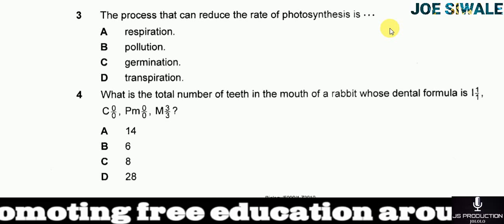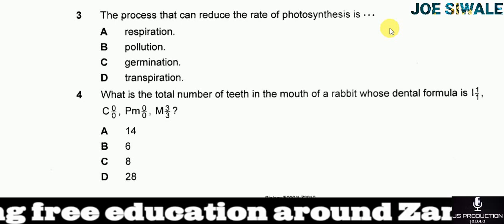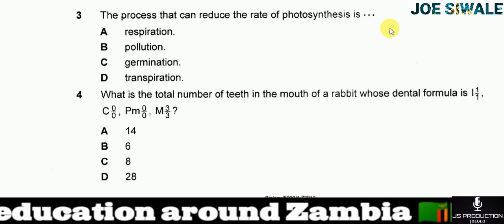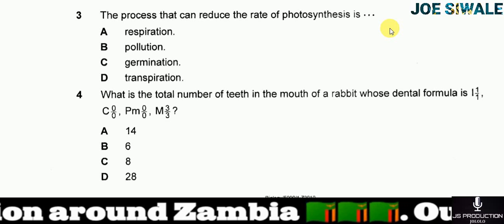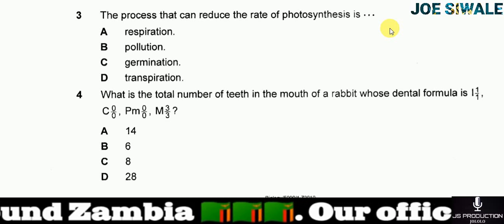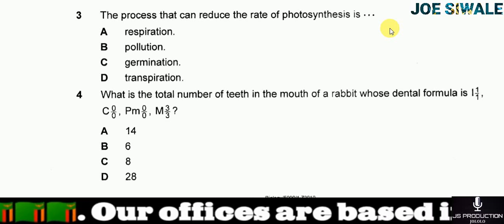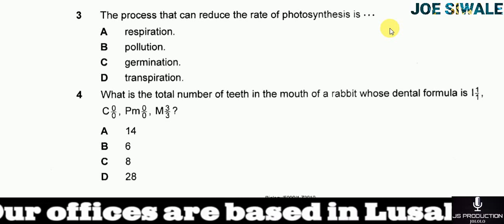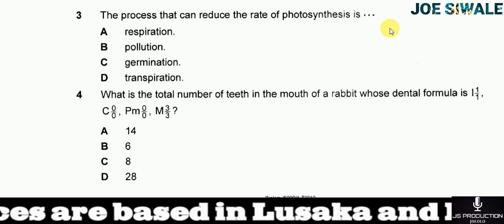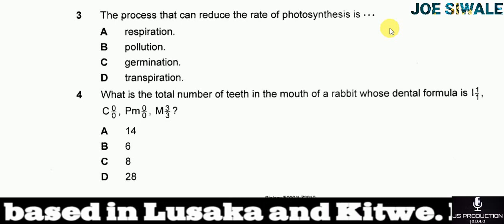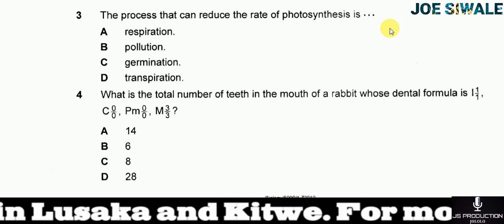So adding numbers on the upper jaw, I have 1 of the incisors plus 0 of the canines plus 0 from the premolars plus 3 from the molars. I'm having 4. 4 multiplied by 2, that's 8.